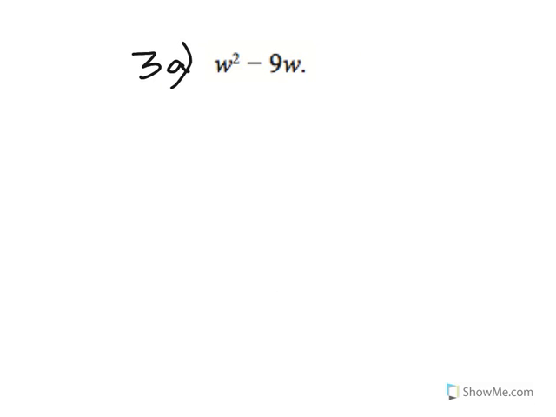Factorization is the next question, 3a, and it's pretty much the simplest thing to do in math. All you have to do in factorization is look at both terms and see what they have in common. If you look at w squared and 9w, what they have in common is the w, meaning both of them have the term w. So you take the w out, then you divide each term separately by the w. So w squared divided by w is just w, and negative 9w divided by w is just negative 9. So that is your factorized form.